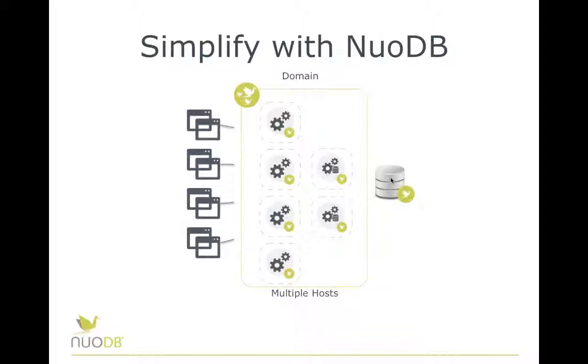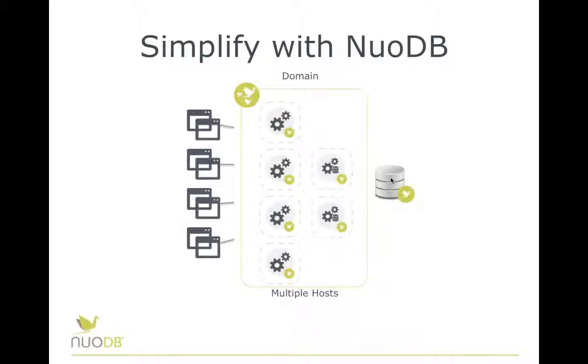NuoDB essentially simplifies this whole process for you. So, for example, if you need more concurrency and you need to add more and more users to the application and the database needs to be able to handle these users, you can simply scale out both from a transactional perspective as well as from a storage perspective. So if you want your applications to go faster, simply add more transaction engines. And that's what we're looking at here on this particular slide.